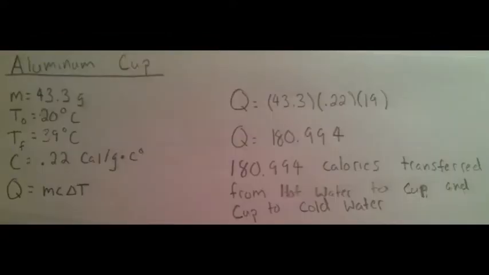The equation Q equals mc delta T was used once again to calculate the amount of heat transfer to and by the aluminum cup. Prior to the hot water being added to the system, the aluminum cup had already begun heat transfer with the cold water by adding heat to the cold water because it was initially at a higher temperature. Once the hot water was added, heat was transferred from the water to the cup, and it was calculated to be about 180.994 calories of heat transferred total.